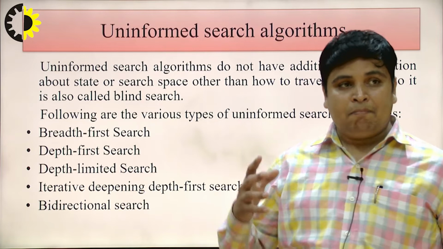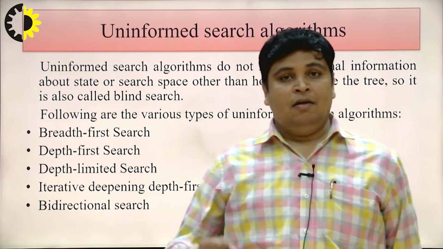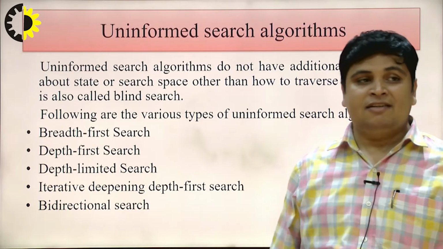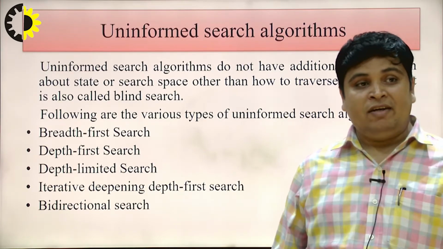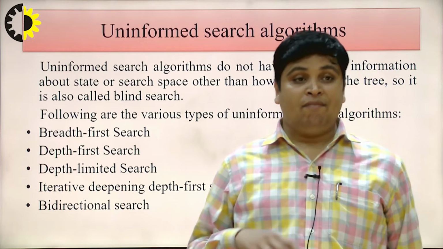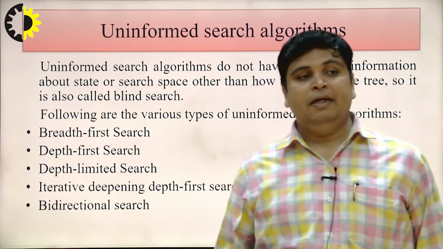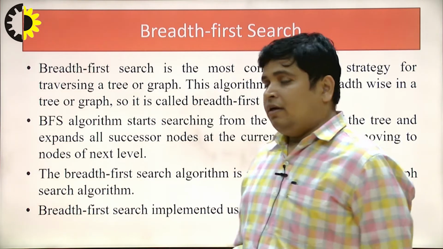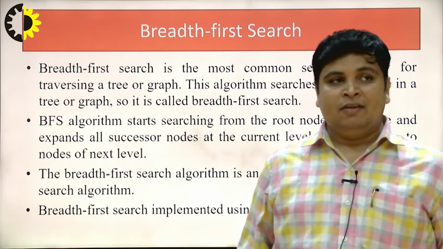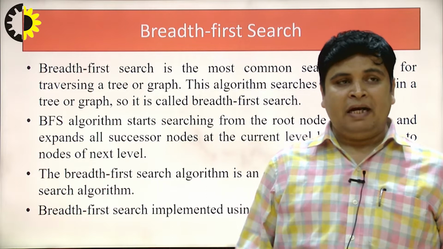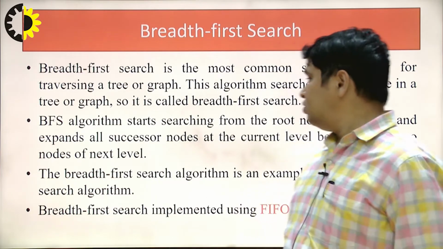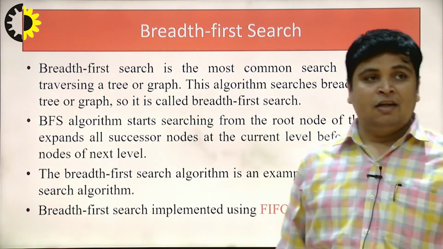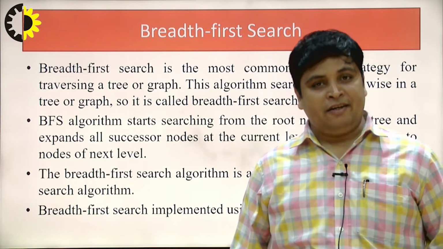First one is breadth first search, second is depth first search, then depth limited search, iterative deepening depth first search, and finally bidirectional search. Now, if we are talking about breadth first search, it is the most common search strategy for traversing a tree or graph.